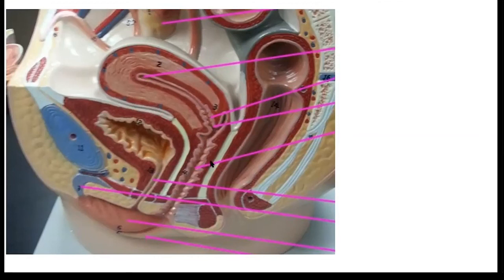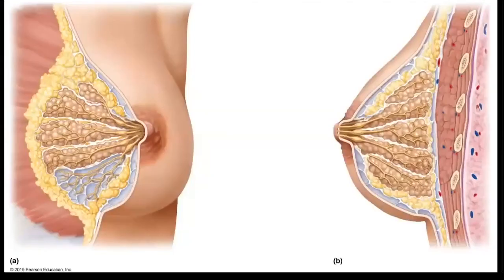The vaginal wall will consist of an inner mucosa, which is in peach, the muscularis layer, which is seen in red. The adventitia layer is not visible on the model. Let's move on to the mammary glands.